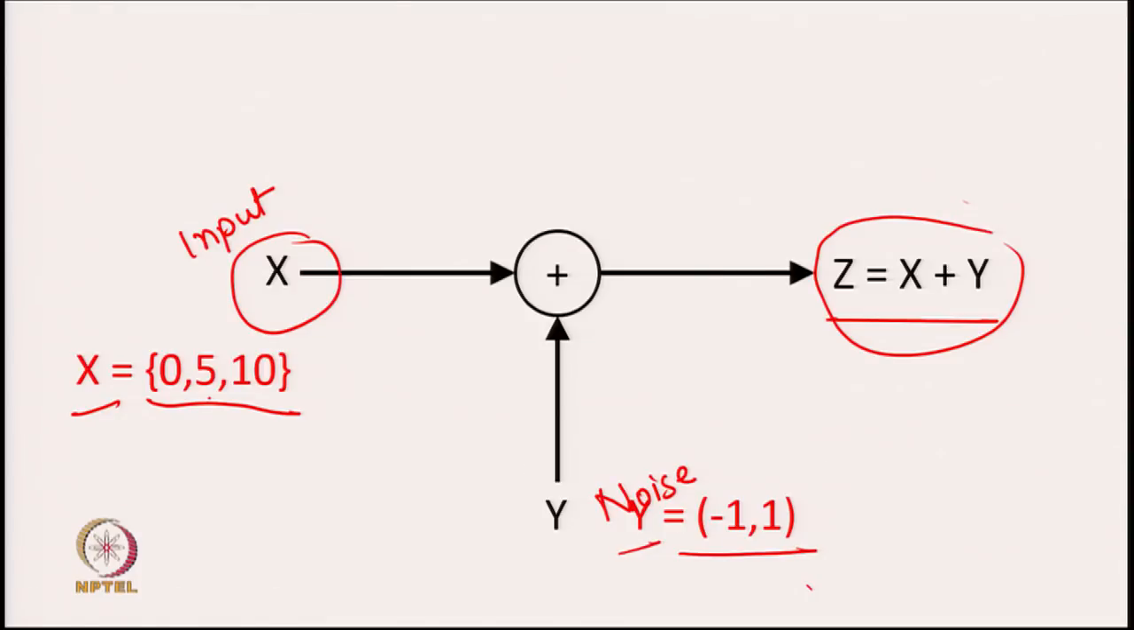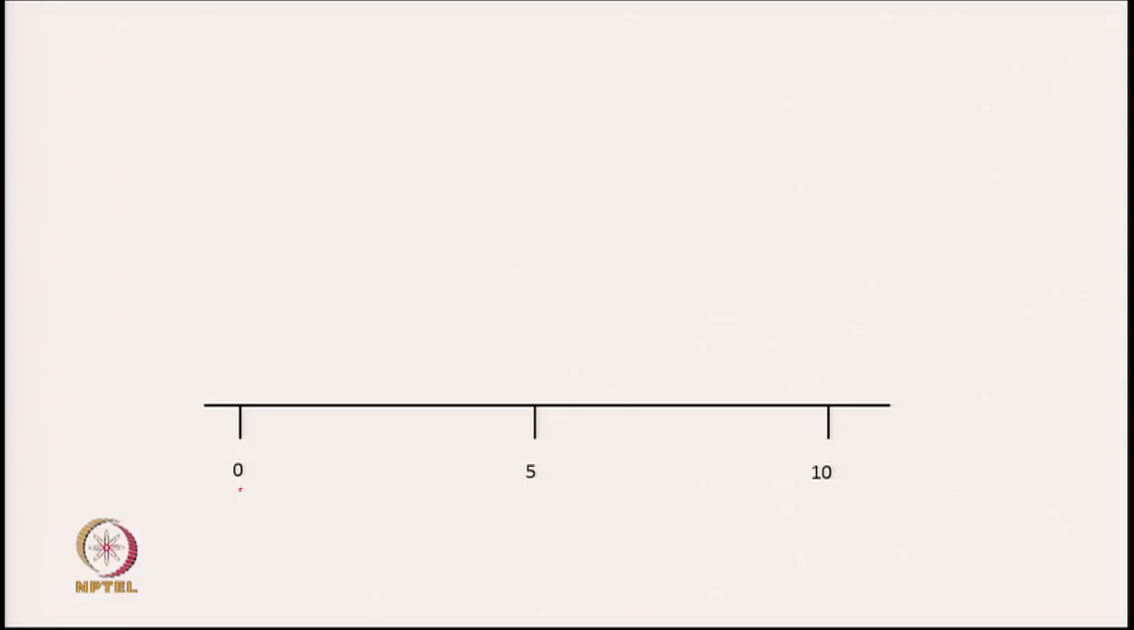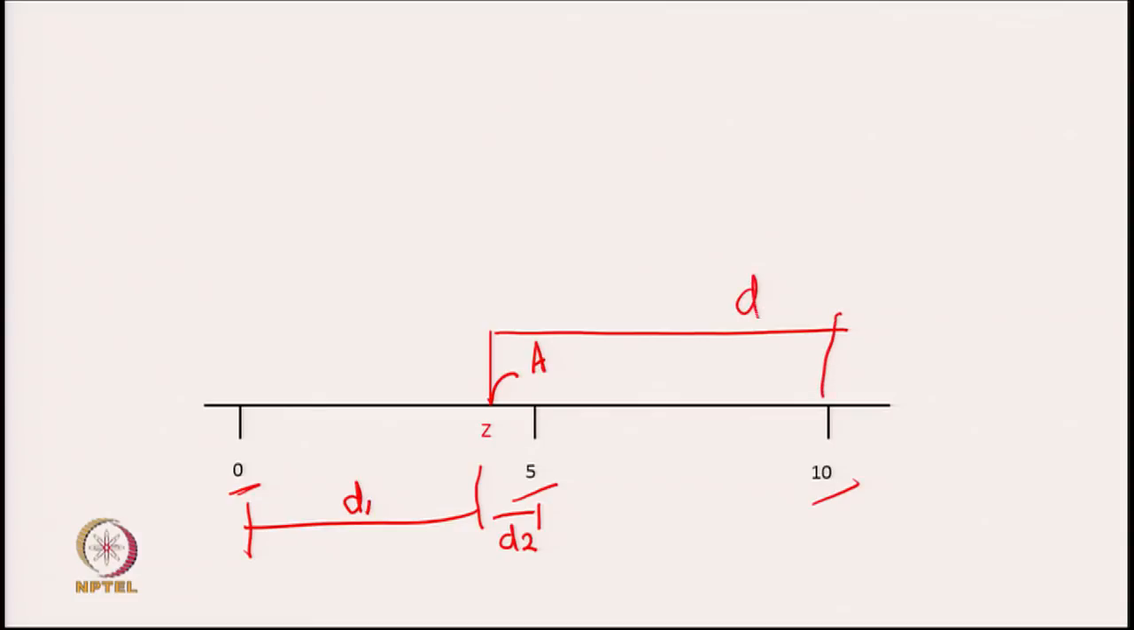Okay. Now, what the receiver does is it first maps these possible transmitted values on a real line. Okay. So, it maps the transmitted values 0, 5 and 10, and let us assume that the received value lands on this real line at a certain point, let us say a point A. Now, the receiver calculates the distance of the received value from the possible transmitted signals. So, it calculates this distance, I call this d1, this distance, I call this d2, and this distance, I call this d3.